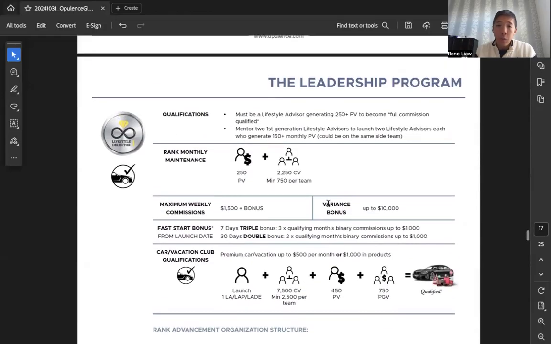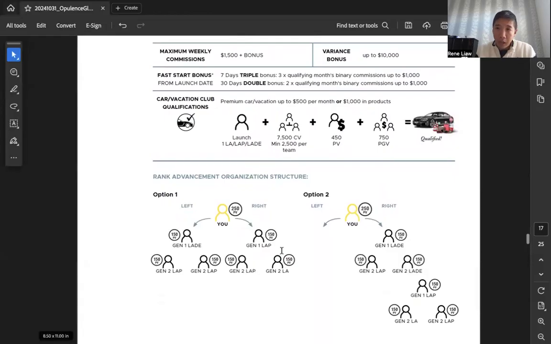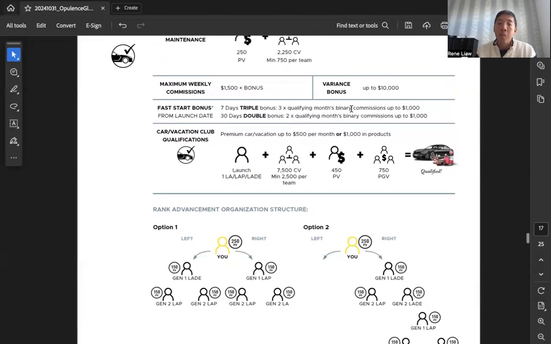And that's how you reach LD1. Really simple. You introduce two people and they bring in two each. And essentially you're an LD1. And now you also can qualify for the car payment. In the past, even for the cruise, as an LD1, half of your cruise was paid for.